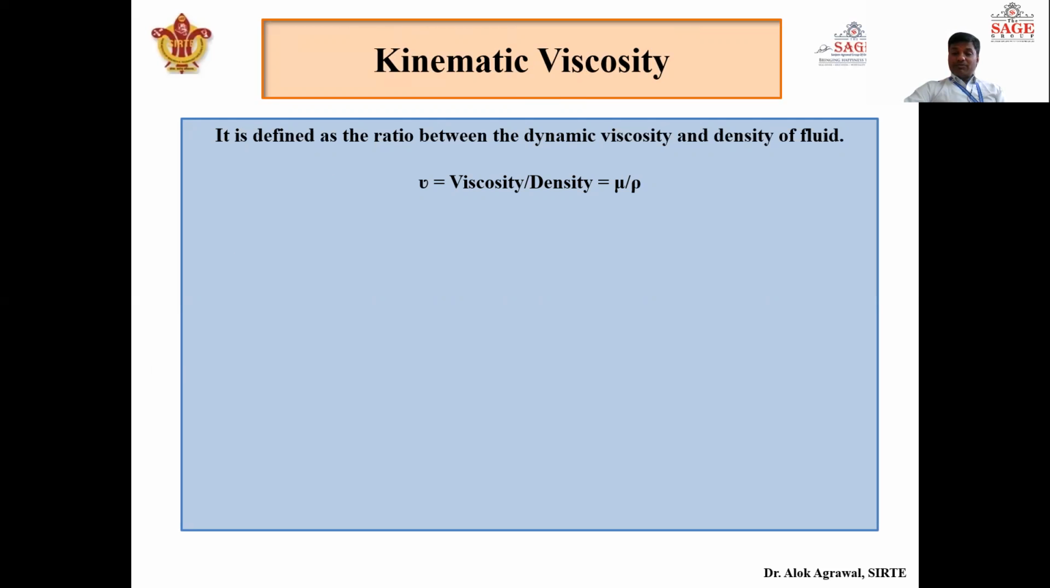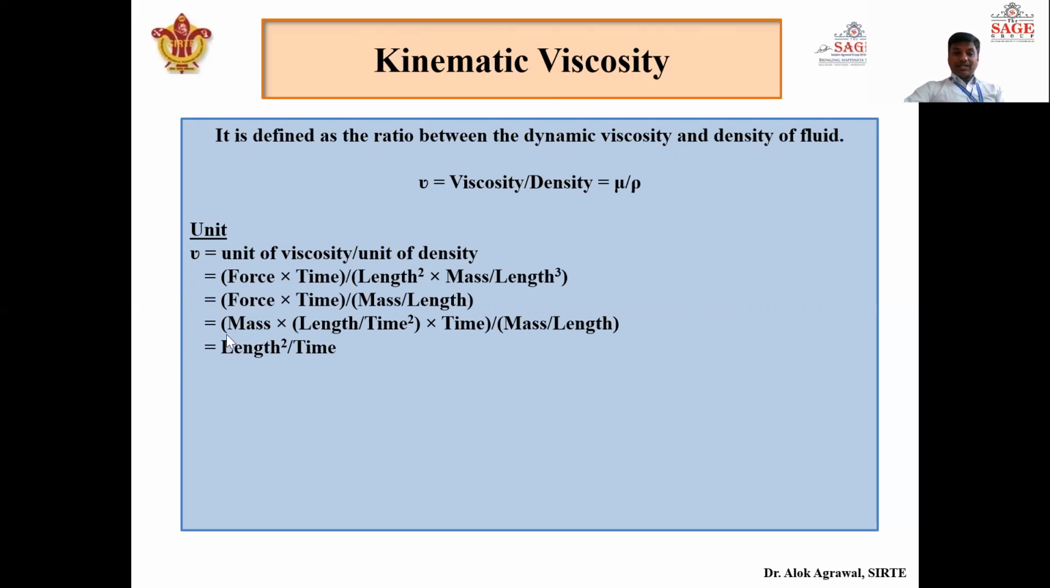We have seen dynamic viscosity, which is also known as coefficient of viscosity. So kinematic viscosity is when we divide this dynamic viscosity by density of that fluid, we will get kinematic viscosity, which is mu by rho. Okay, so in order to know the unit of viscosity, again we have to write the unit of dynamic viscosity and the unit of density, and when we solve it, we'll get length square by time, which is meter square per second as SI unit of kinematic viscosity, and centimeter square per second as CGS unit of viscosity.